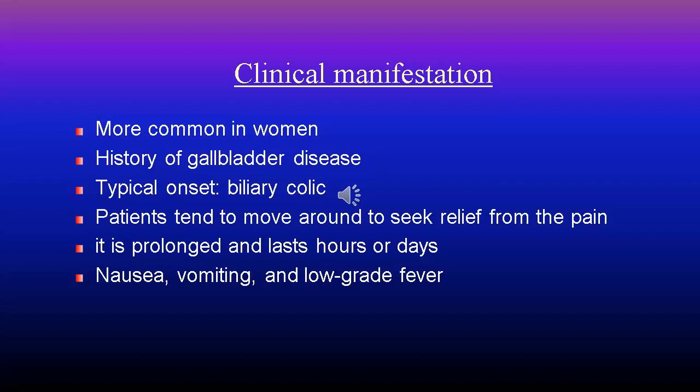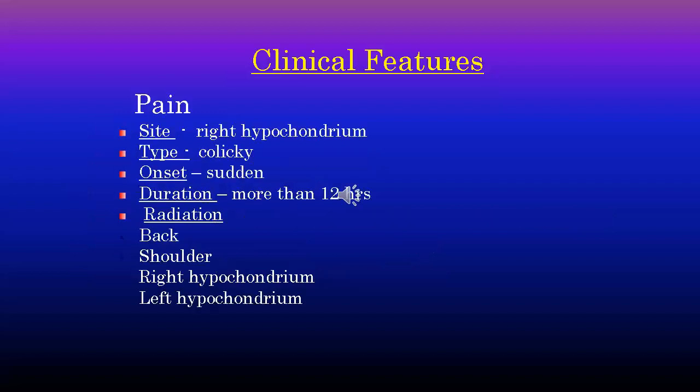Gallbladder disease is more common in women. They have a history of gallbladder disease, and the typical onset is biliary colic, which is so severe that the patient seeks relief from pain. It is prolonged and lasts more than hours or days. Also, it is associated with vomiting and nausea, and low-grade fever. In a typical case of acute cholecystitis, the pain is located in the right hypochondrium, is colicky, sudden, and lasts more than 12 hours. It radiates to the back or infrascapular region, and rarely radiates to the left hypochondrium.